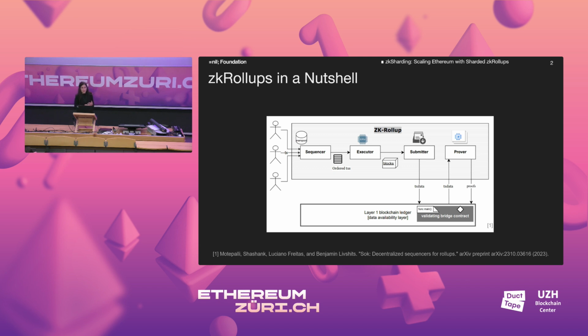Here, the sequencer just gets the transactions, orders them, and gives them to the executor to execute. The executor executes the transactions according to the state transition function and updates the state. And we have the submitter here. That submitter just gives necessary data to layer 1, and here layer 1 is Ethereum. And since it's a zkRollup, there is a zero knowledge proof generation by the prover. That prover shows that everything is executed correctly. And Ethereum verifies that, and then it's done.